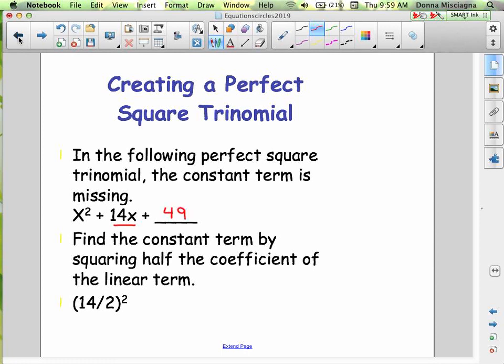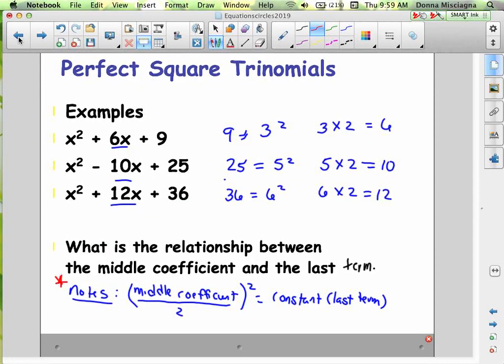Let's go back to those other ones and just show that that would work. Let's go back to these and show that if we take the middle coefficient, halve it and square it, we get the constant term. I'll put it underneath here in red. So if I take 6 divided by 2 and square it, we're going to get 3 squared or 9, and that's the constant term.